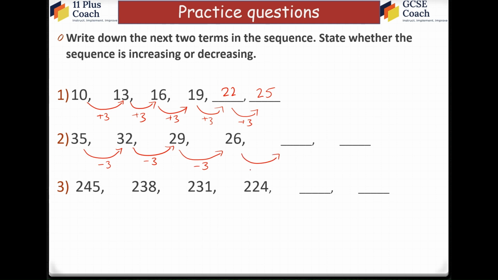From 26 to the next number, I take away 3 again. So that gives me 23. And again, to get to the next number, I simply subtract 3 again. I just need to follow the pattern on, and that'll give me 20. So these are the next two numbers in that sequence.